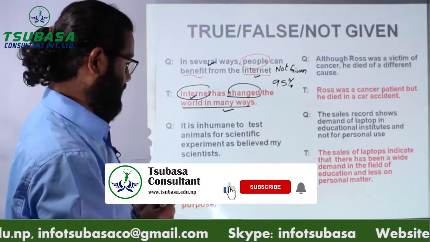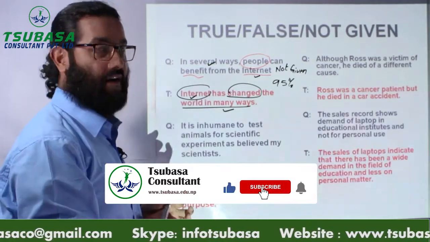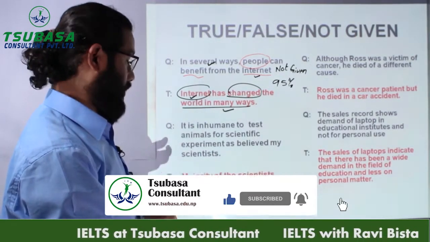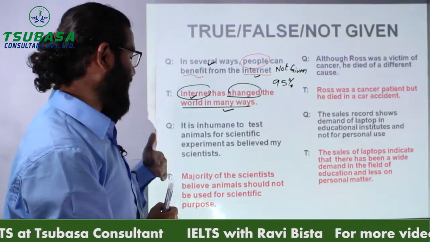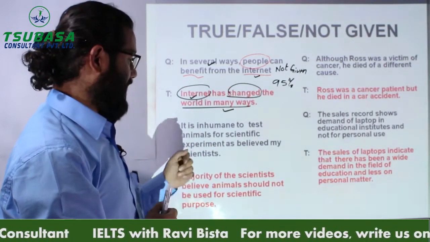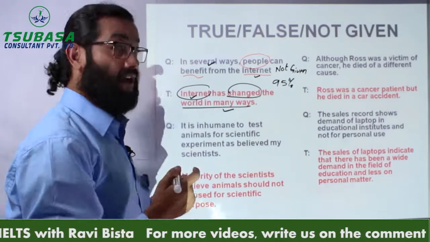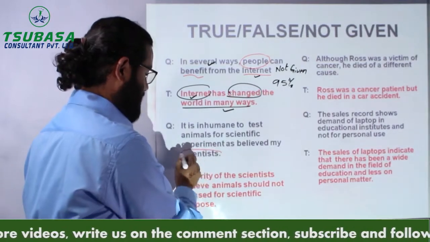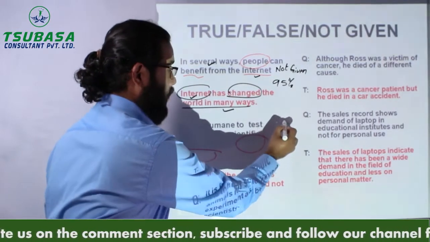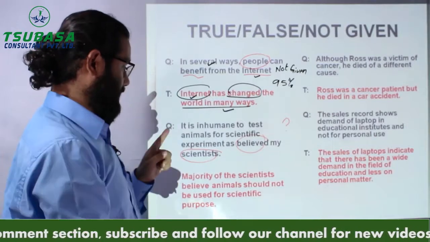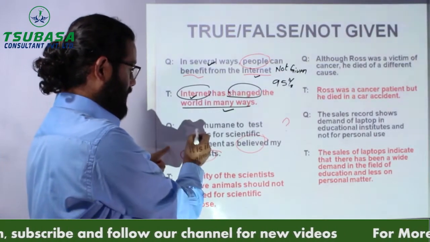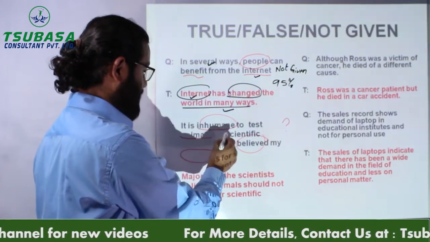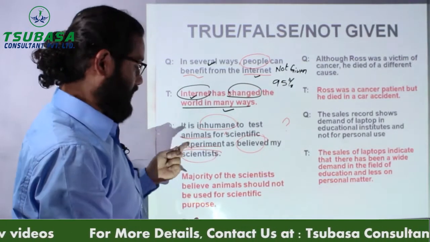Now let's go with the second one. First, let's again understand the question. It says it is inhumane to test animals for scientific experiment, as believed by scientists. So it's the belief of the scientists. What do scientists believe? They believe that it is inhumane to test animals for scientific experiment. This is what the scientists believe.